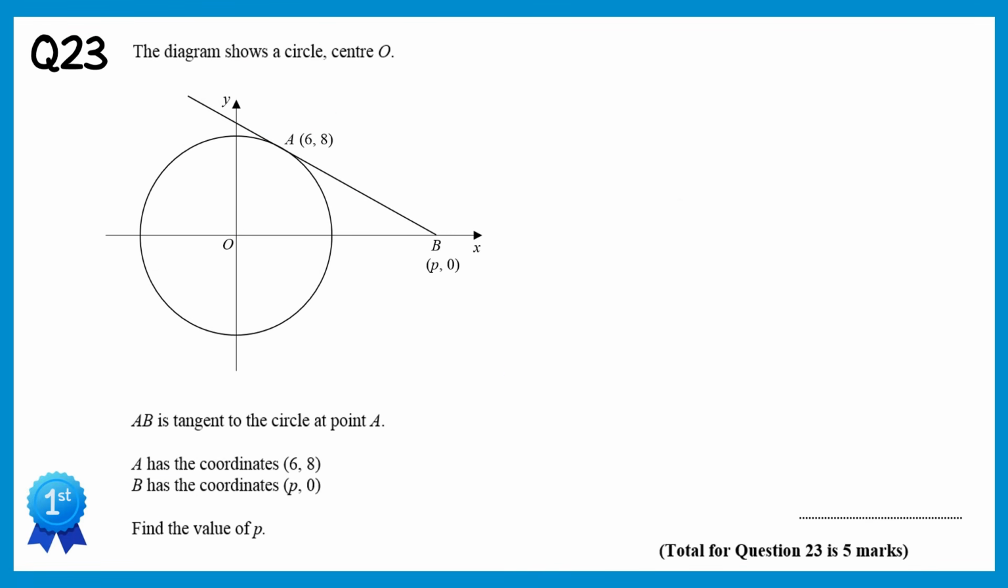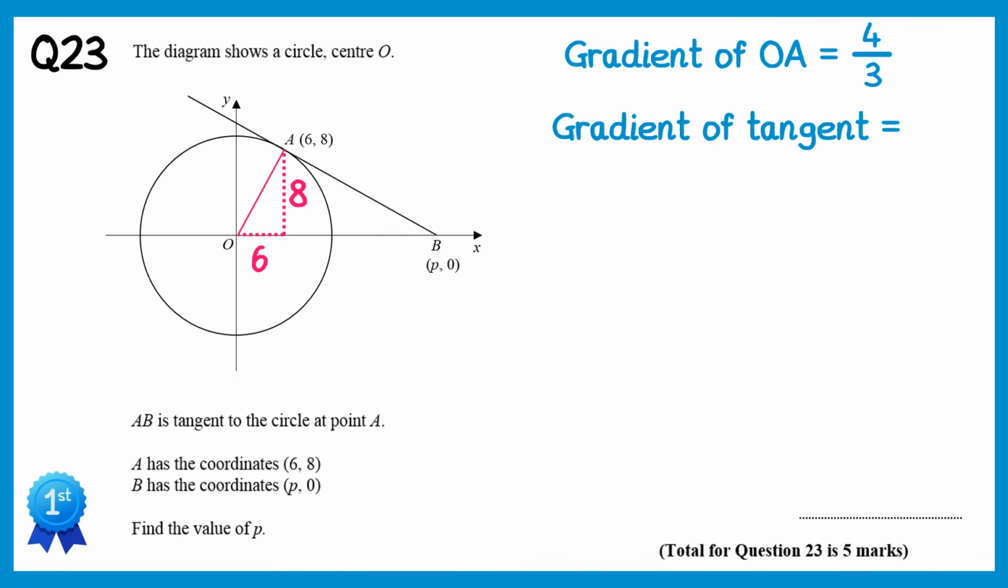To start this question, we'll draw on the line OA and then use a gradient triangle to work out its gradient. The change in y is 8 and the change in x is 6. This means the gradient of OA is 8 over 6, which simplifies to 4 over 3. The gradient of the tangent would be the negative reciprocal of this, since the tangent meets the radius at 90 degrees. So the gradient of the tangent is -3/4.